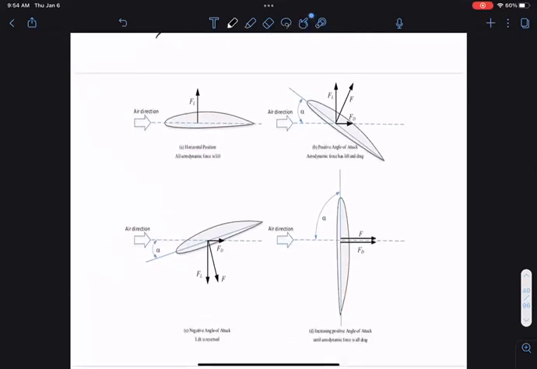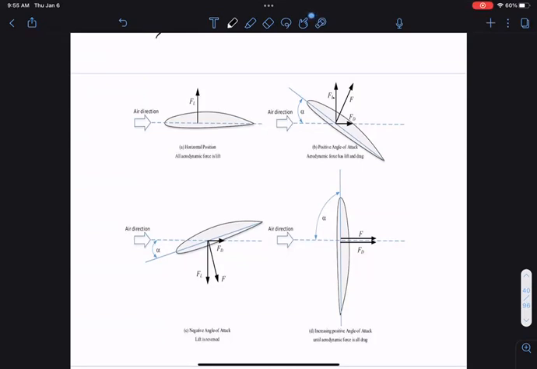So what we care about is how much lift you generate. It depends on the angle of attack. At some angles, you have a lot of lift. If you bend downwards enough, you may have negative lift. You could have a negative lift force, or you can have a place where there is no lift force.